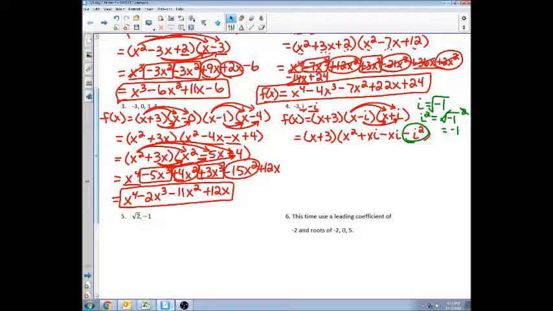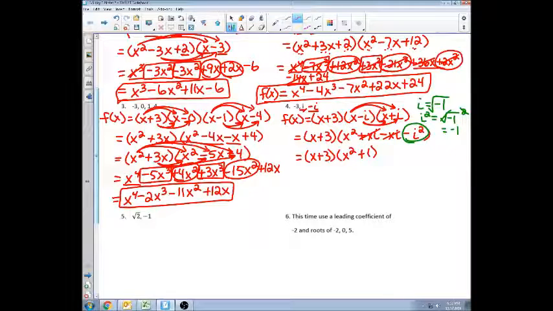I want to combine like terms. So this would be x plus 3. This would be x squared. Positive xi minus xi is just going to cancel out. Then I have a negative times negative 1. Well, if I distribute the negative into negative 1, that would make it a positive 1.